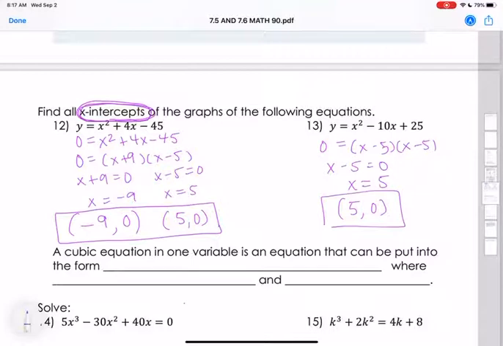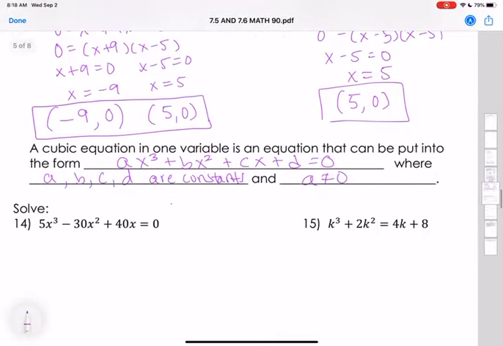Next, it says a cubic equation in one variable is an equation that can be put into the form ax cubed plus bx squared plus cx plus d equals 0, where a, b, c, and d are constants, so just numbers. And a does not equal 0. So here we have some examples.